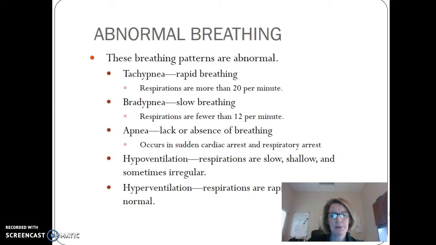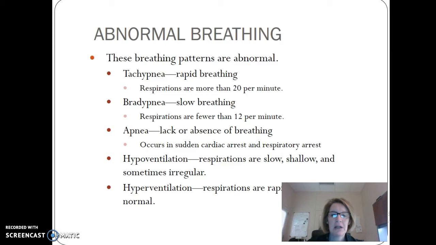Abnormal breathing: if you remember back from the respiratory system and from our vital signs section, we can have breathing patterns that are abnormal. We can have rapid breathing, tachypnea. Respirations are more than 20 per minute. We can have slow breathing, bradypnea. Respirations are fewer than 12 per minute. We can also have apnea, or the lack or absence of breathing. This occurs in sudden cardiac arrest and respiratory arrest.